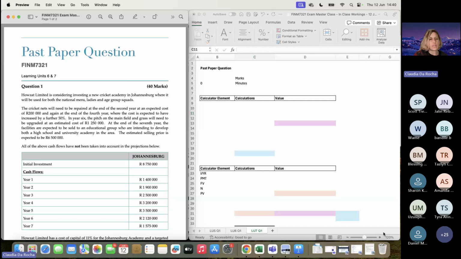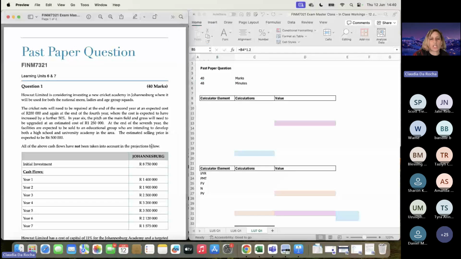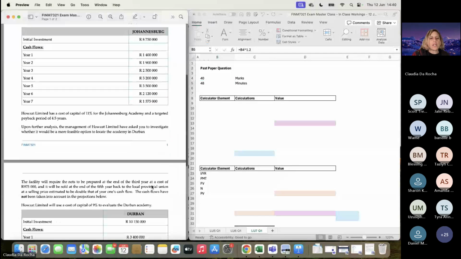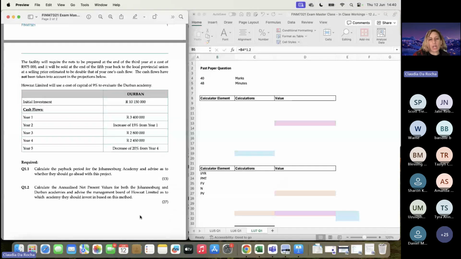Perfect, thank you. All right, so this question is 40 marks, which means it should take us 48 minutes. Okay, we've only got 20, so we're going to try and finish that in that time. And let's go to the required. So it says, calculate the payback period for the Johannesburg Academy and advise whether they should go ahead with this project. And then calculate the annualized net present values for both the Johannesburg and Durban academies, and advise the Management Board of Housing Limited as to which academy they should invest based on this method.